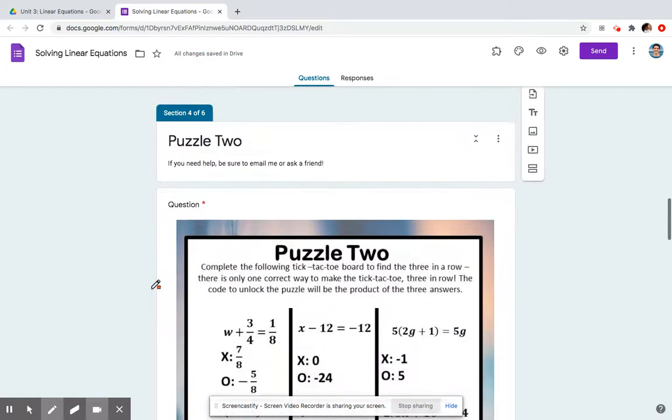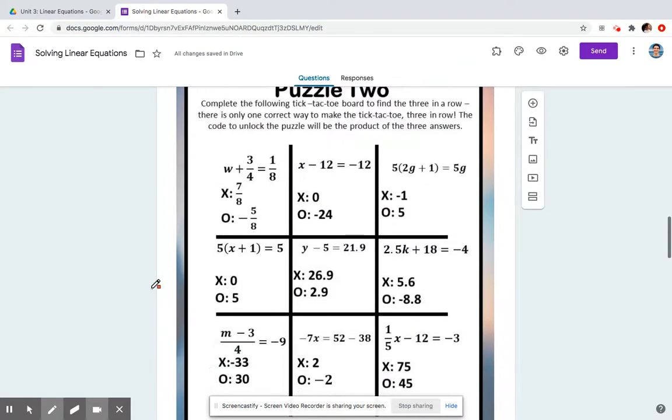Puzzle 2. Complete the following tic-tac-toe board to find the 3 in a row. There is only one correct way to make a tic-tac-toe, 3 in a row. The code to unlock the puzzle will be the product of the 3 answers. Product, meaning you're going to multiply your answers together. Multiply, that's product, all right?